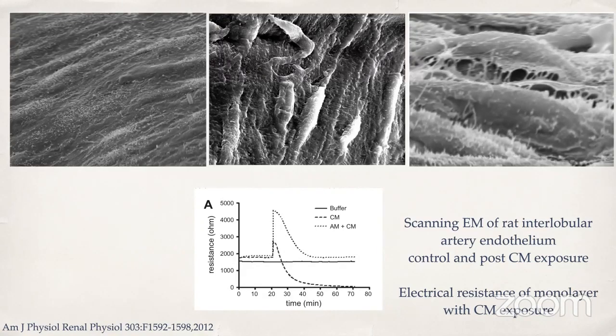If you look at the solid line with buffer alone, the electrical resistance is fairly constant around 1500, but after contrast exposure, the resistance markedly drops down in the contrast media solid dashed lines.